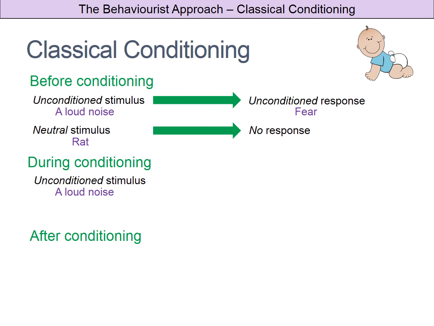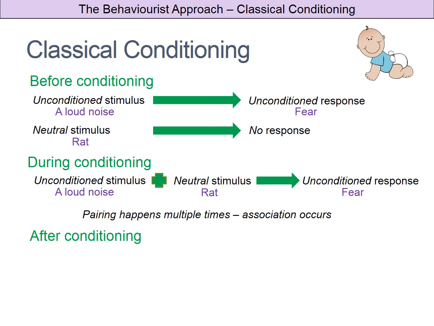Now during conditioning, the key idea of classical conditioning is that these two things are paired. So the unconditioned stimulus, which gives a fear response, is paired with the neutral stimulus, which is the rat. And because that unconditioned stimulus is there, the response you get is still fear. So you still get the unconditioned response. And this is done multiple times. So if the association is very, very strong, maybe you would only need one pairing. But more often than not, you need multiple pairings for an association to occur.